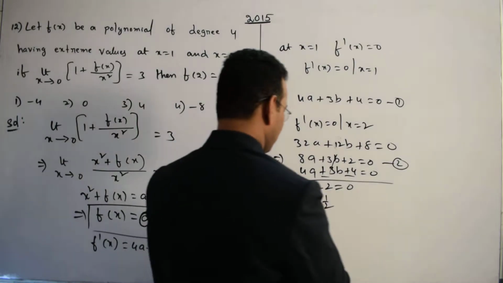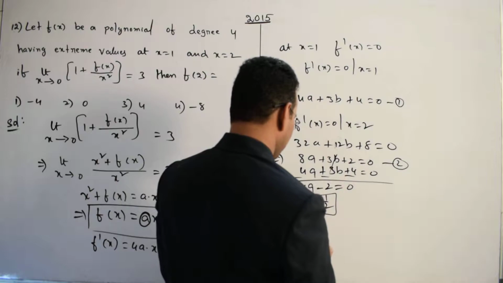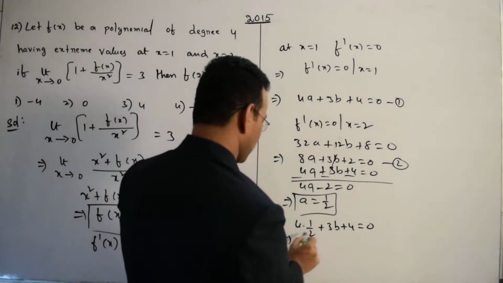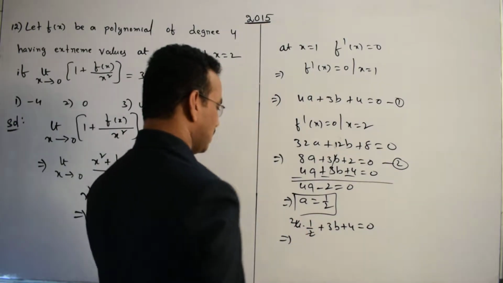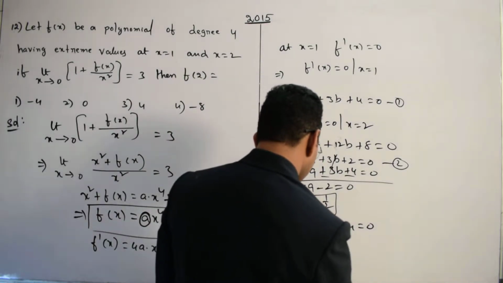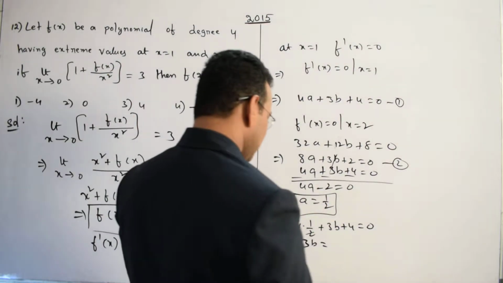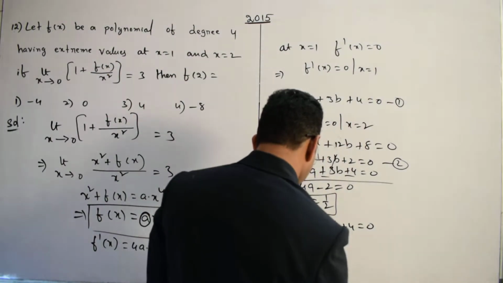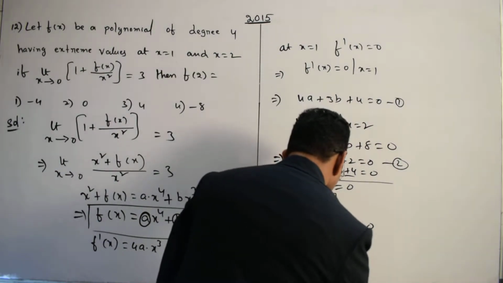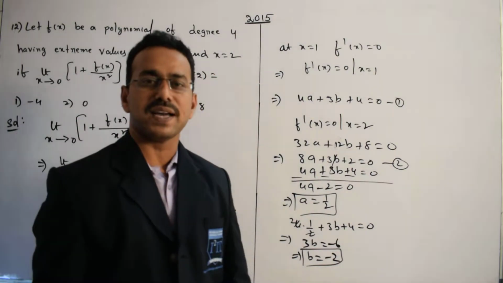Now substitute a equal to 1 by 2 in equation 1. We will get 4 into 1 by 2 plus 3b plus 4 equal to 0. So this implies 2 times, so 2 plus 4 means 6. So 3b equal to minus 6. You transpose this 6 to the right hand side, it becomes minus 6. 3b equal to minus 6. This implies b equal to minus 6 by 3, means minus 2. So finally we got a equals 1 by 2 and b equal to minus 2.